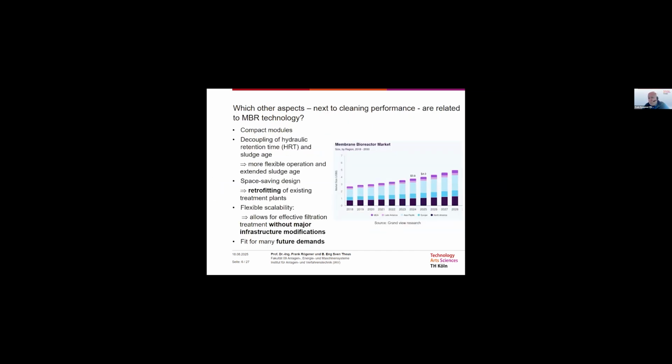There are some other aspects that speak for membrane bioreactor technology. The modules are quite compact, and so it is possible to install a plant where several modules can be switched on or switched off when needed. Another advantage is that we can decouple the hydraulic retention time, that's the time that the water stays in the respective plant, and the sludge age. So the sludge can be much older compared to conventional technology.